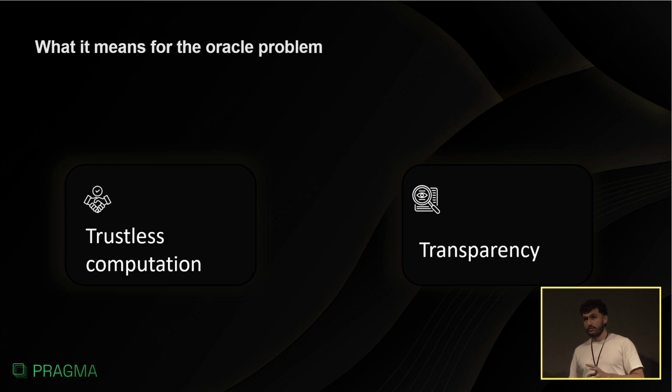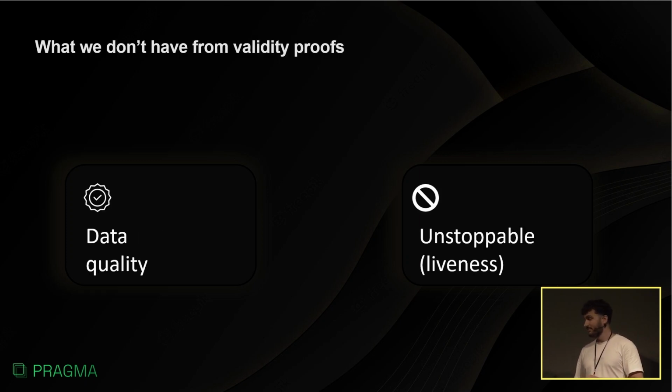Now, what it doesn't solve for the oracle problem is mainly the quality of the data, and also the liveness and how unstoppable the system is. Trustlessness doesn't mean that you're going to have a result on your decentralized application. Trustlessness means that if you get a piece of data, it's going to be the right piece of data and the computation is proven. But it doesn't mean that you will get it. So we don't have liveness.